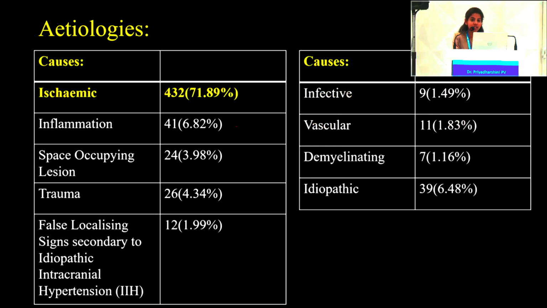Since the sixth nerve has a very varied and diverse etiological spectrum, it was found that ischemic cause is more prevalent compared to all other causes, with an incidence of around 72%, followed by inflammatory, space-occupying lesion, trauma, false localizing sign secondary to idiopathic intracranial hypertension, infective, vascular, and demyelinating lesions.